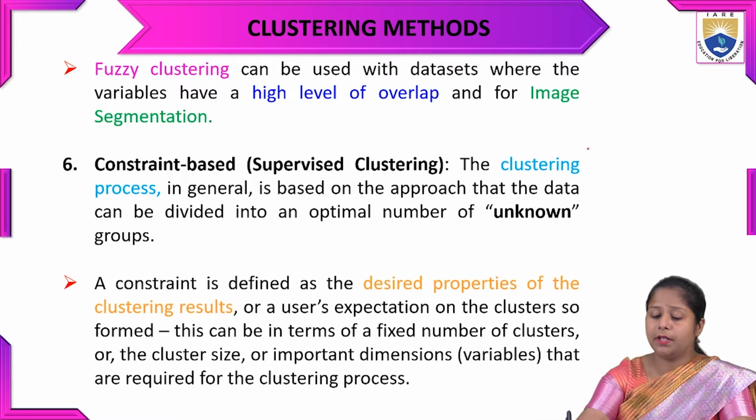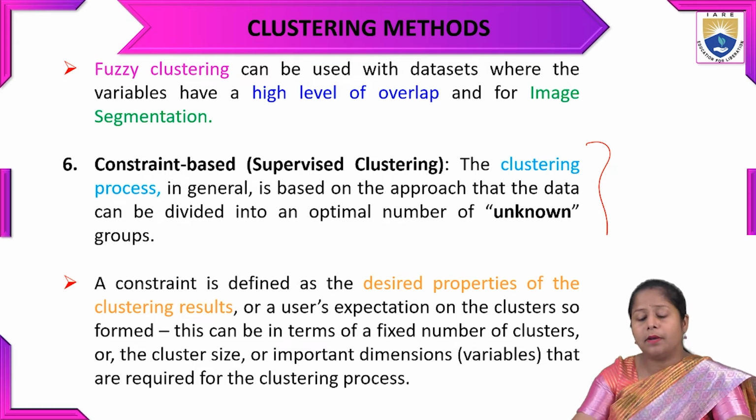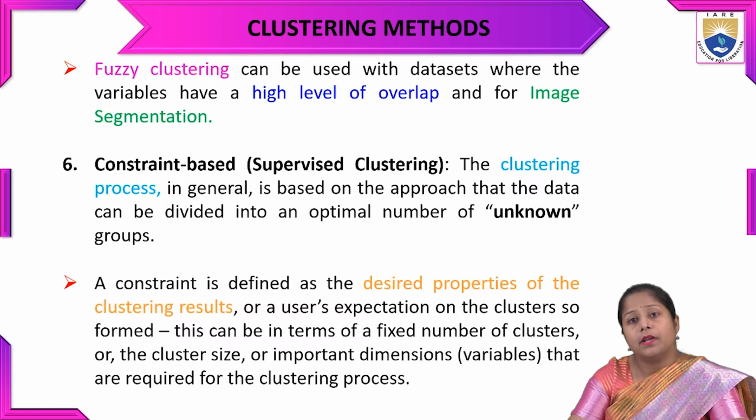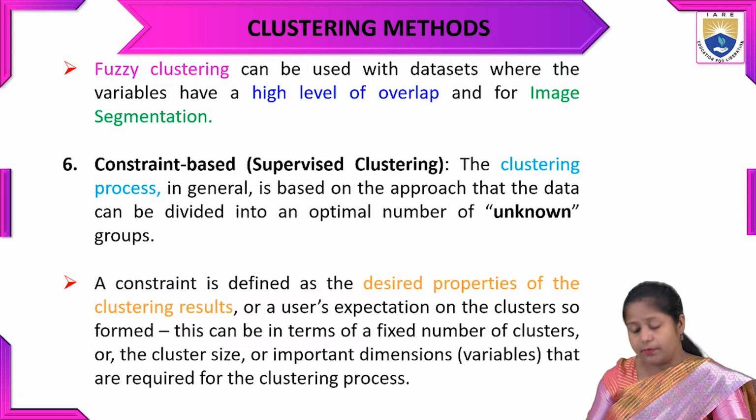Next is constraint-based clustering, which is supervised clustering. The clustering process in general is based on the approach that the data can be divided into unknown groups. A constraint can be a desired property of the clustering result, if we are expecting some clusters or groups to be formed. This can be in terms of a fixed number of clusters or cluster size, or some important dimensions and class-level variables that are required in the clustering process.